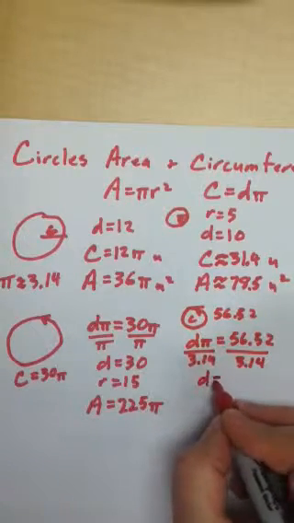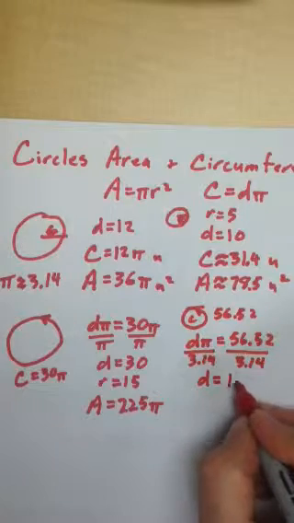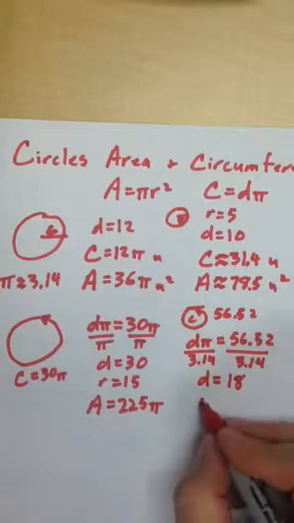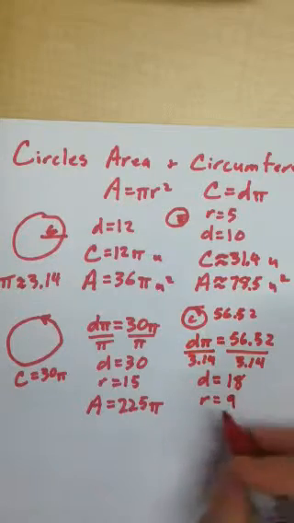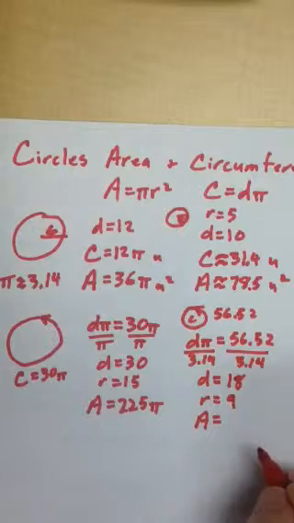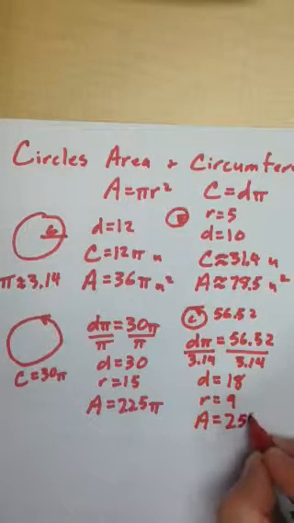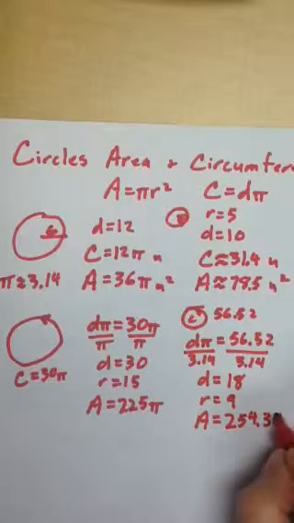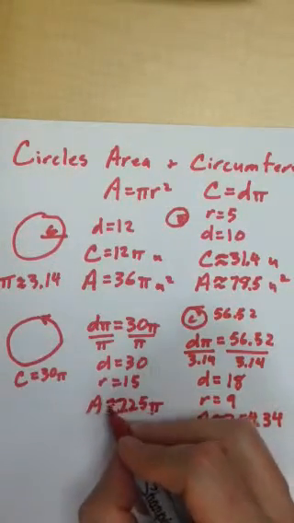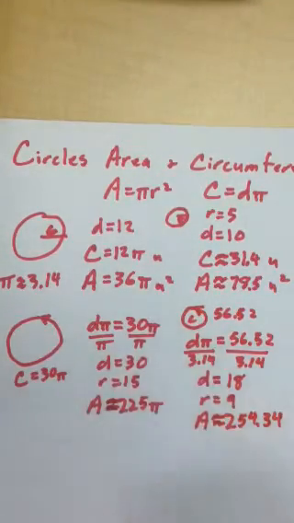And I'm left with approximately 18. And then finally, the radius is obviously 9. And for area, I do 9 times 9 times 3.14, which is 254.34, or about that. So once again, these should probably be approximate values. Oh wait, that's not approximate, that is actual.